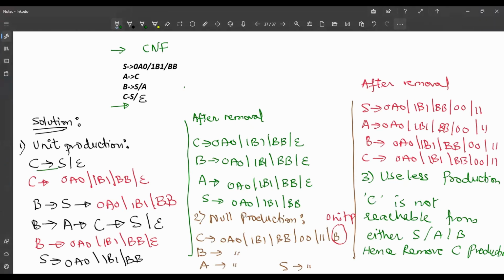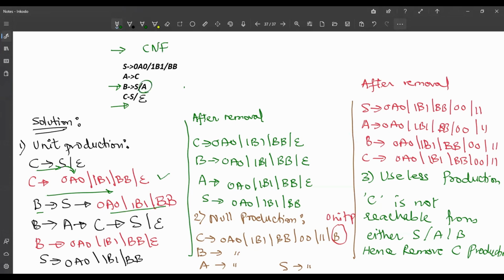As C is producing S, we will substitute the values of the production of S here. So we will get the production of S in the production of C here. Now, the second production is B producing S. So again, B is producing S and S is producing the same value. So this will become the production for B.